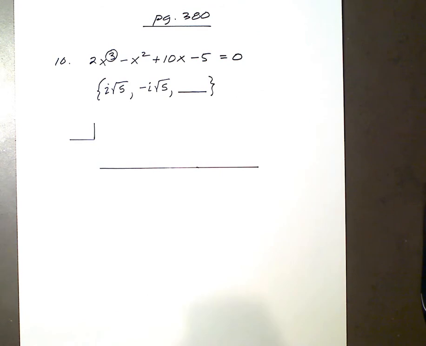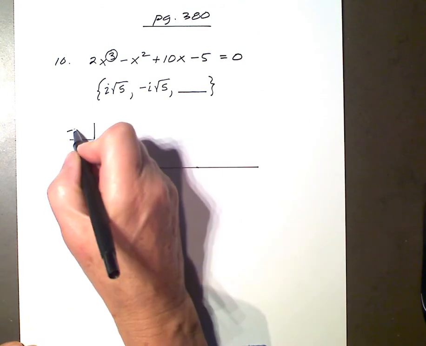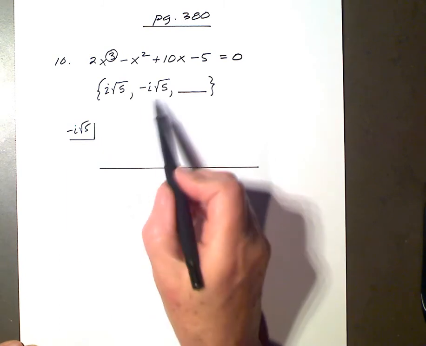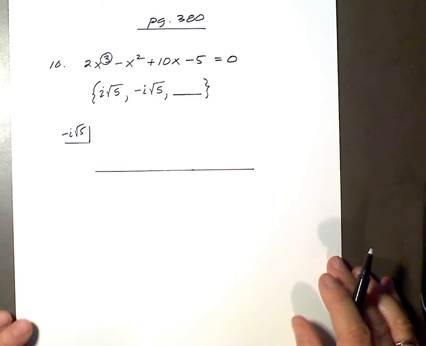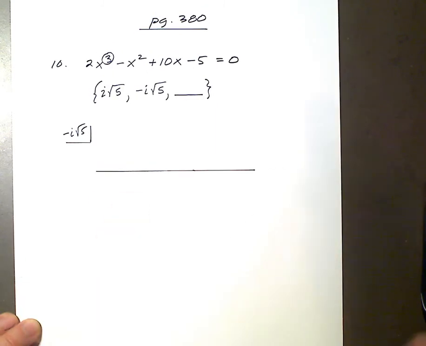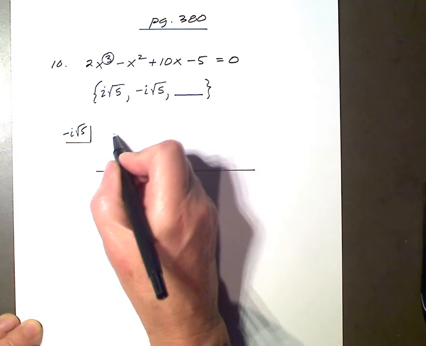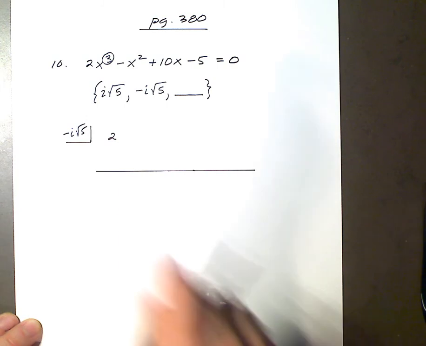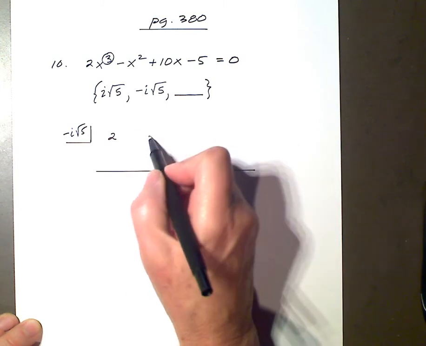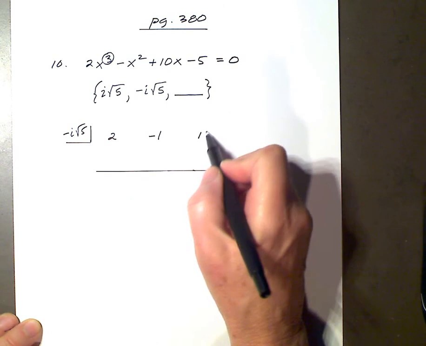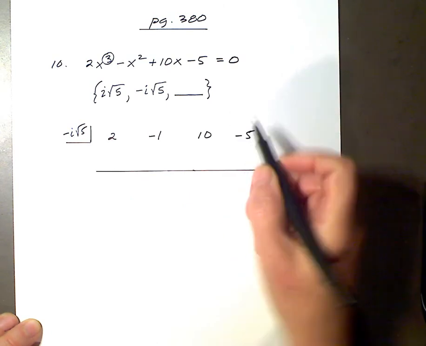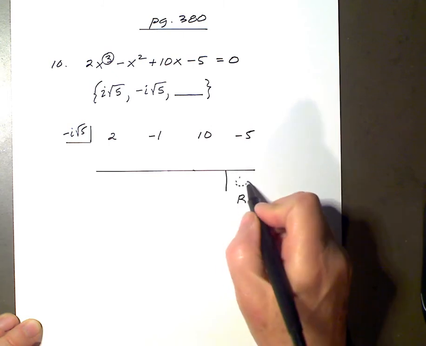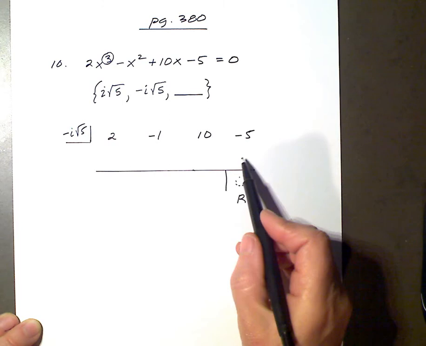So what I'm going to do is first divide by i root 5 synthetically, and then my second time through I'll have to divide by negative i root 5, because I won't get integer coefficients on the first round. I'm going to spread this out horizontally because I'm dealing with complex roots. So 2x cubed minus 1x squared, 10x, and negative 5. And I already know this remainder should be 0, so I should get a 5 here.